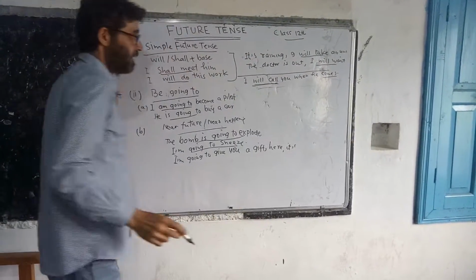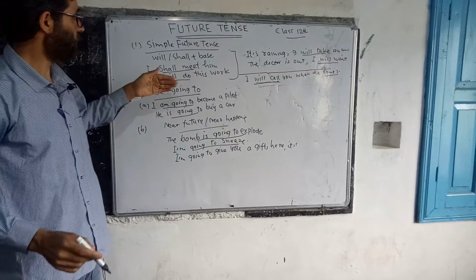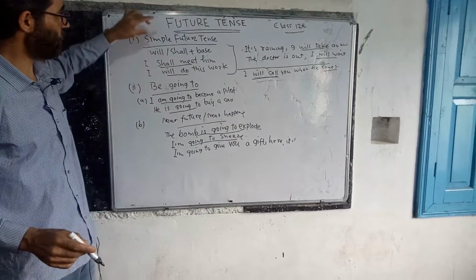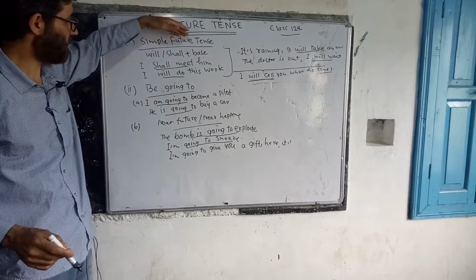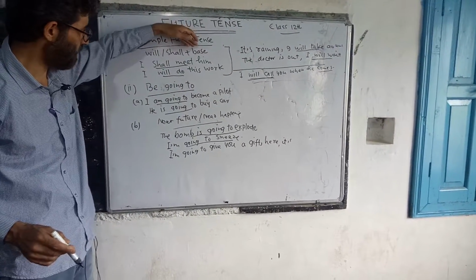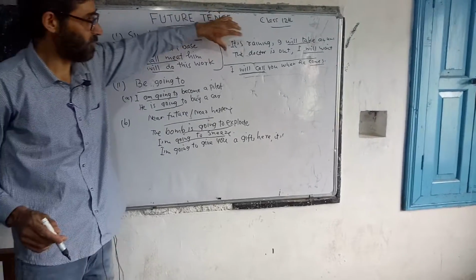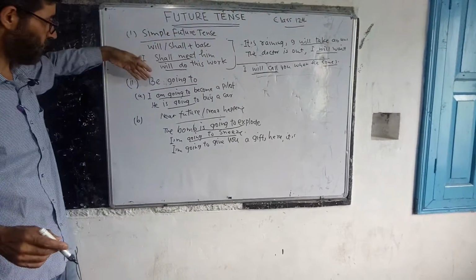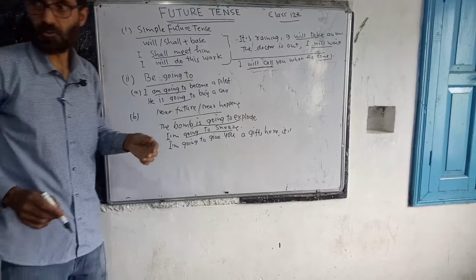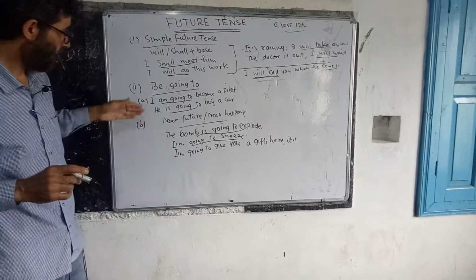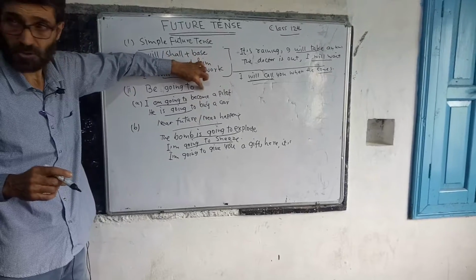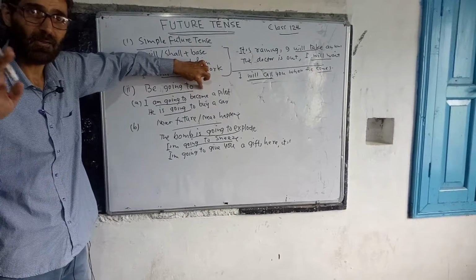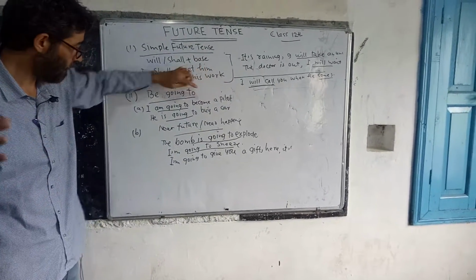Okay, so this is how we express simple future tense: will or shall plus base form of the verb. Here are two examples and here are three more examples. Then the be going to structure is also used to express future. I'm going to become a pilot, he's going to buy a car. So this shows a decision that we have already taken, or an intention, what we want to do.